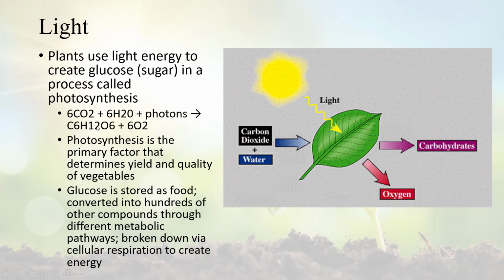This is important because it's this glucose that is then used as the energy source to grow the plant, or it gets converted into hundreds of other compounds that are used by the plant. Ultimately, the rate of photosynthesis is going to determine the yield and quality of your vegetables or fruits, or maybe even flowers if you're growing flowers. Because of this, light is extremely important. Light affects photosynthesis, which needs light to occur, and photosynthesis determines yield. So consequently, light is incredibly important for our plants.